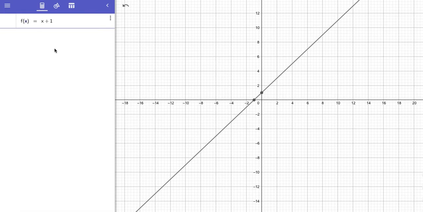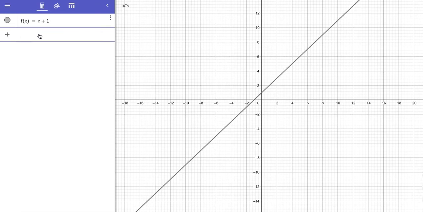Alright, so this is just a linear function. You can see that this is x plus 1. By the way, I'm using a graphing tool which is freely available, and you can also download it. It's called GeoGebra. f of x is equal to x plus 1 is our function currently. So over here x can take any input, and corresponding to that there will be a definite output.